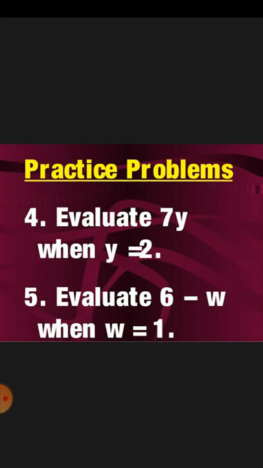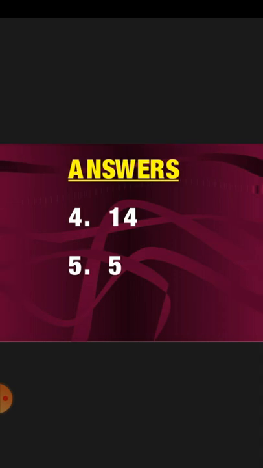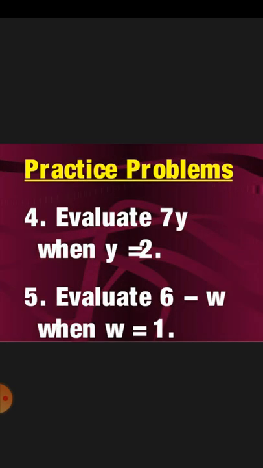So what we have to do, we have to multiply 7, and at the place of y we have to put 2, right? So how much will we get? 7 twos are 14, right? So let's see. Yes, our answer is 14 for the first question.